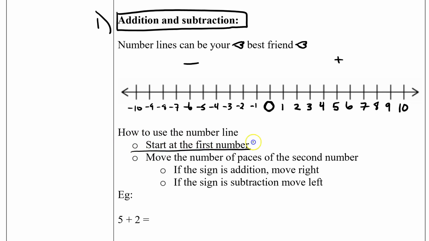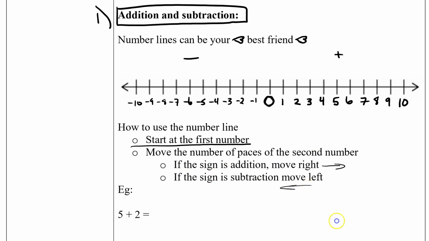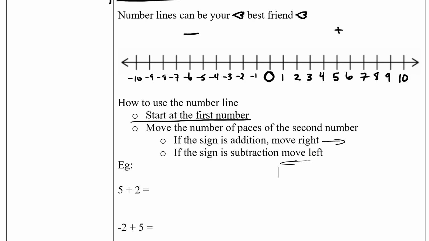First, start with the first number. Then move the number of paces of the second number. So if the sign is addition, move right. If the sign is subtraction, move left. So let's apply these rules to these questions here.